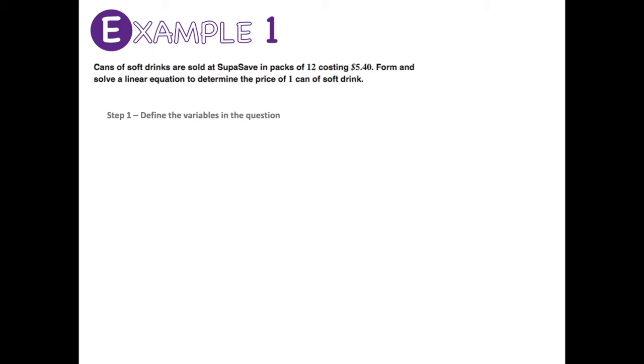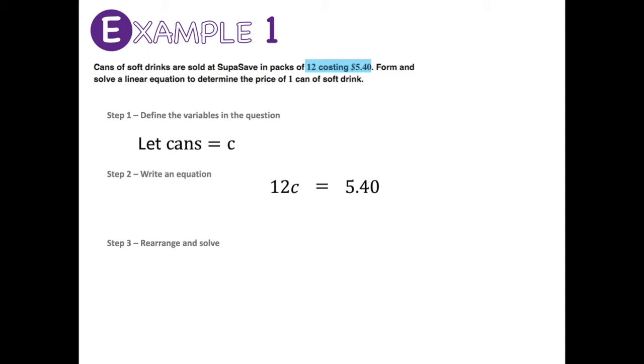So the first step is to define the variable in the question. Our variable in the question is a can of soft drink, so we'll let cans equal C. Step 2 is to write an equation. Going back to the information in the question, I can see that 12 cans cost $5.40. So my equation is going to be, instead of using 12 cans, 12C, because I've already defined my variable cans equals C. So 12C equals $5.40.